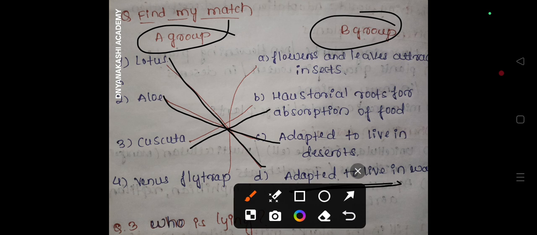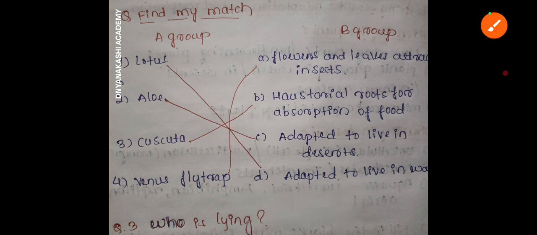Next, the fourth one, Venus flytrap. Its flowers and leaves attract insects. Because of this, these plants eat insects; they are insectivorous plants. They use the insect as food for nutrition. Like this, these questions arise in this chapter, adaptation.